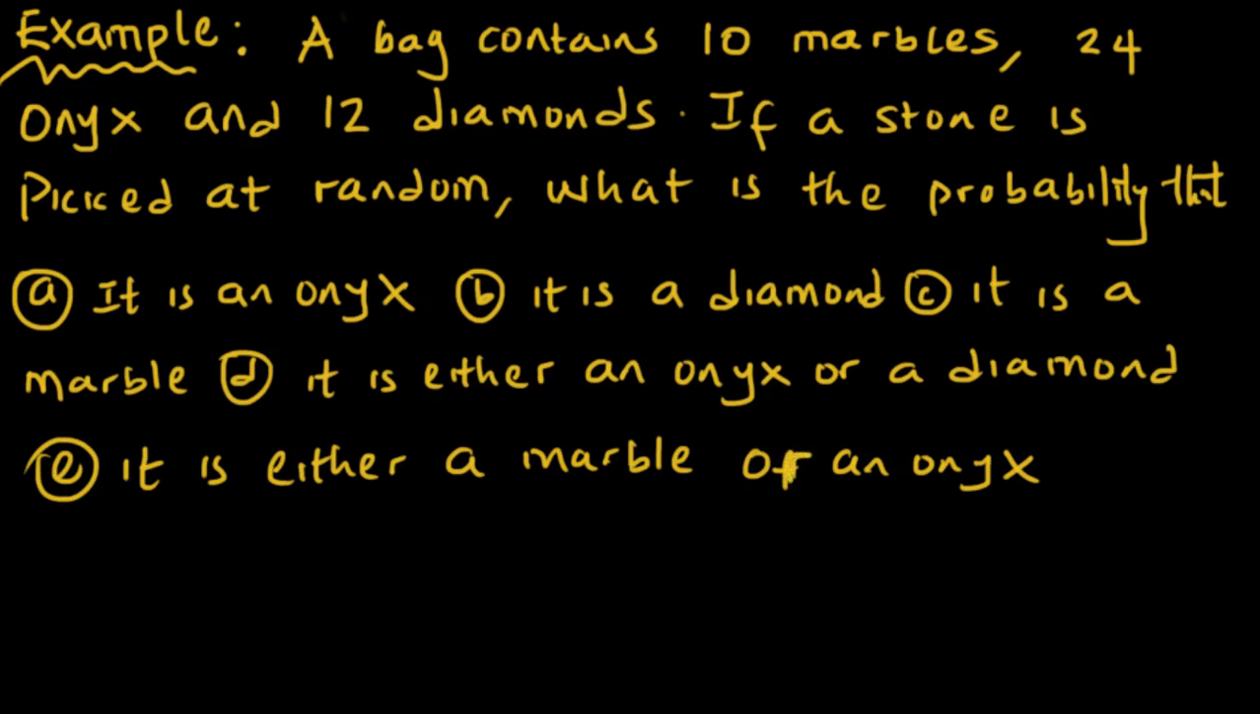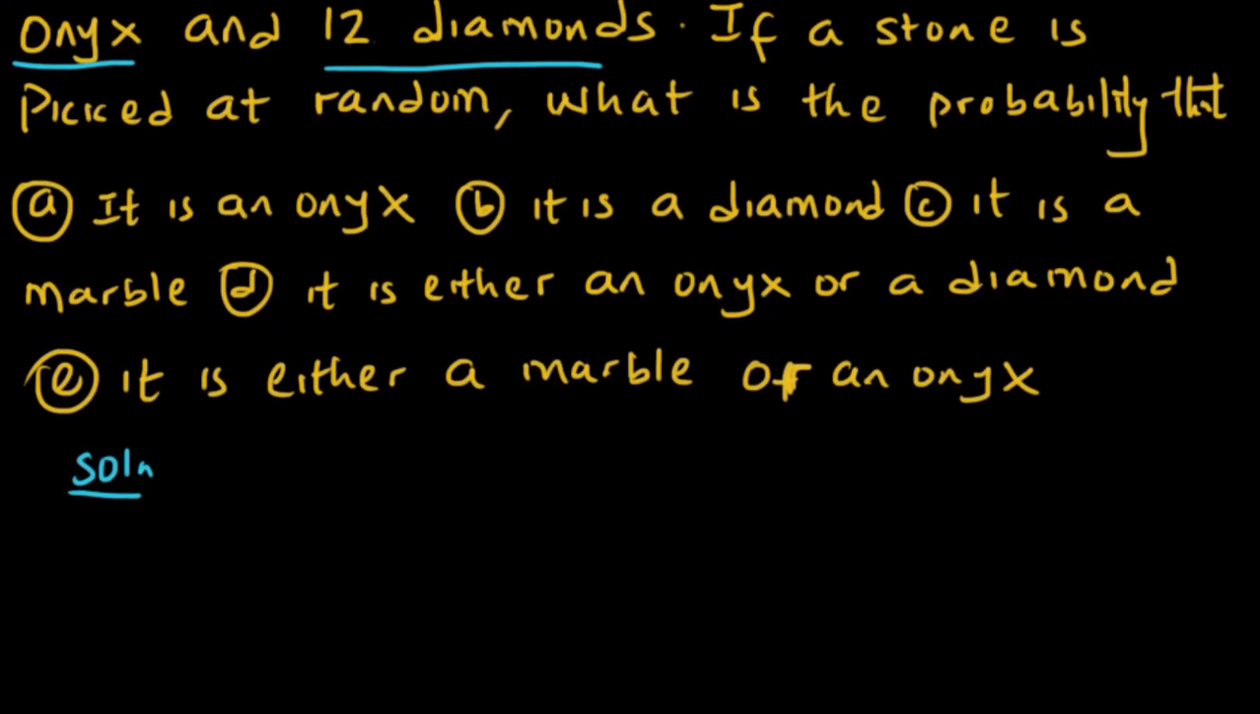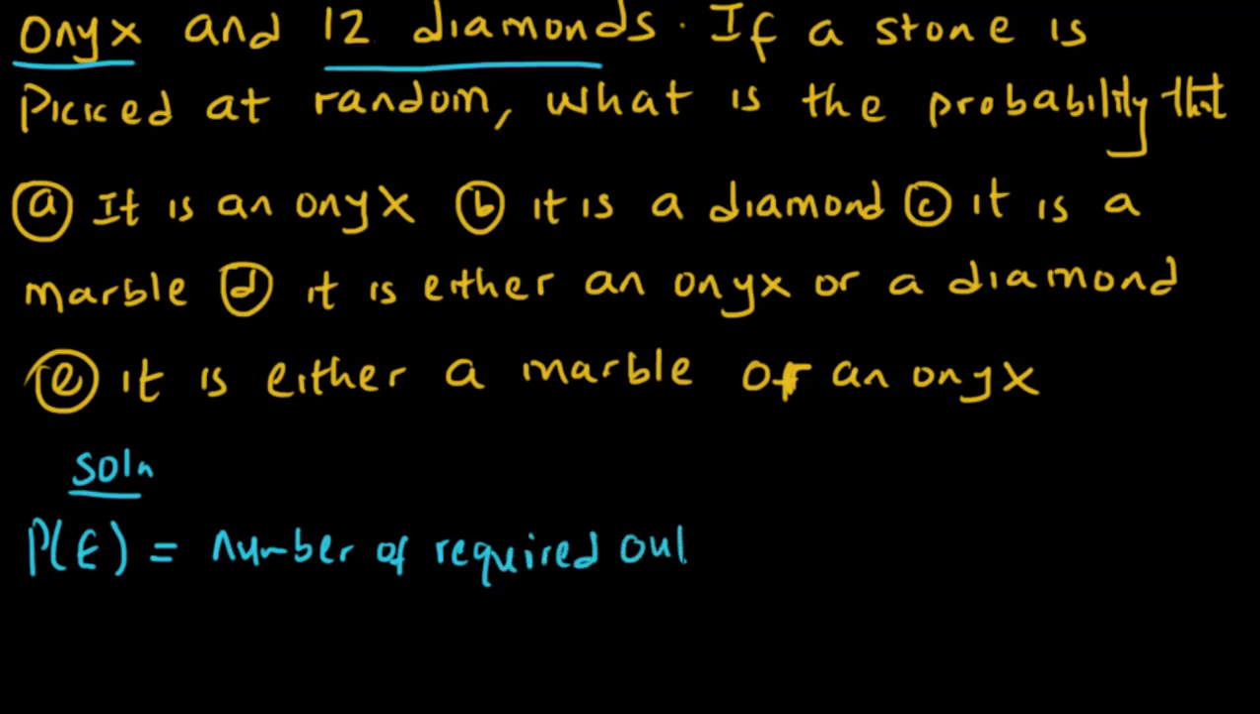Now let's solve this. Remember, we're told that we have 10 marbles, 24 onyx, and 12 diamonds. The first thing we want to do is to write the formula for probability. The probability that an event will occur is the number of required outcomes all over the number of possible outcomes.